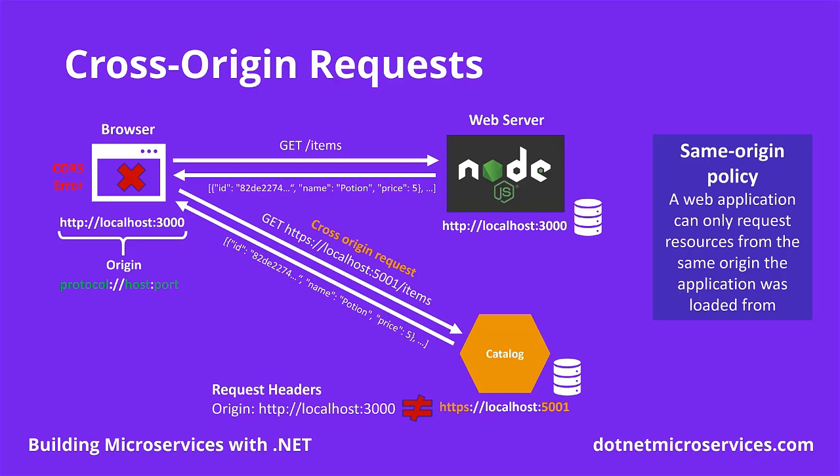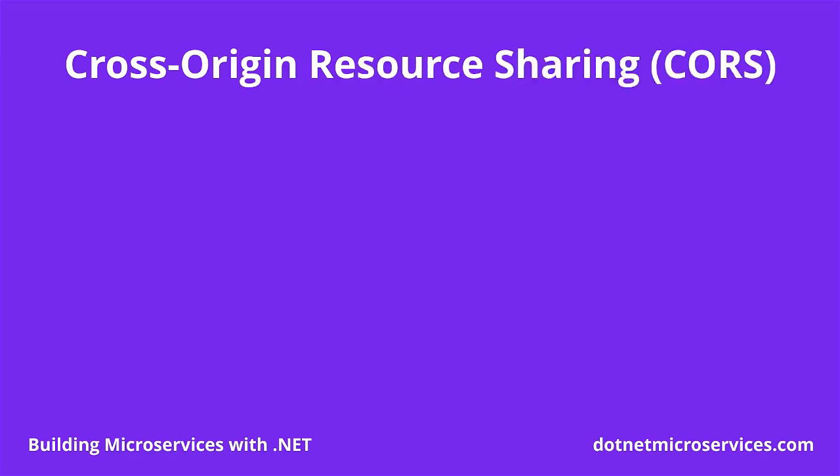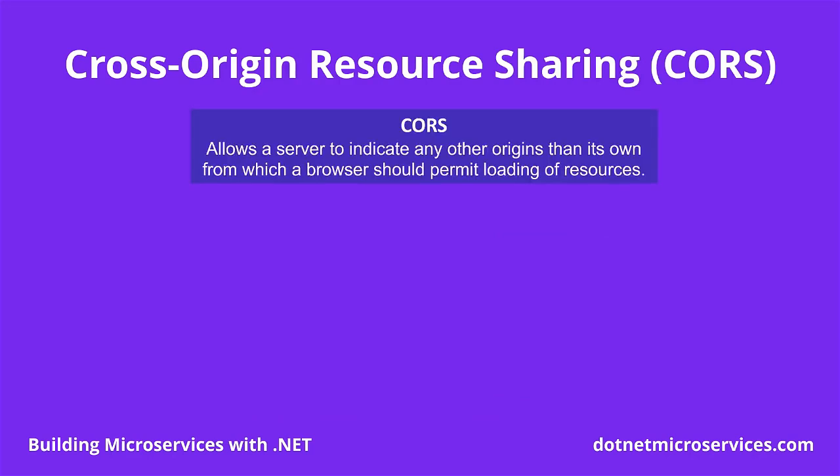Unfortunately, this is also preventing our front end from reaching the catalog microservice. So how can we fix this? Here's where CORS comes into place. CORS allows a server to indicate any other origins than its own from which a browser should permit loading of resources. Here's how it works.